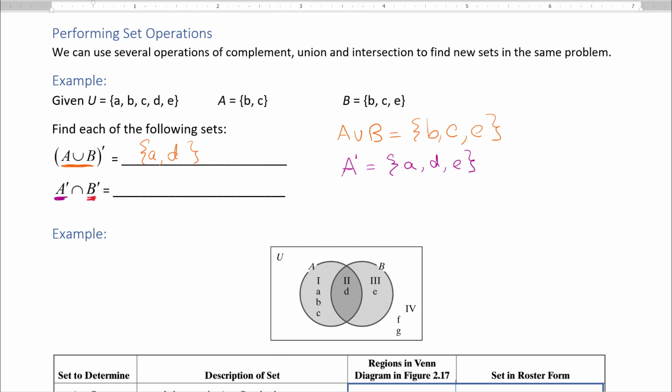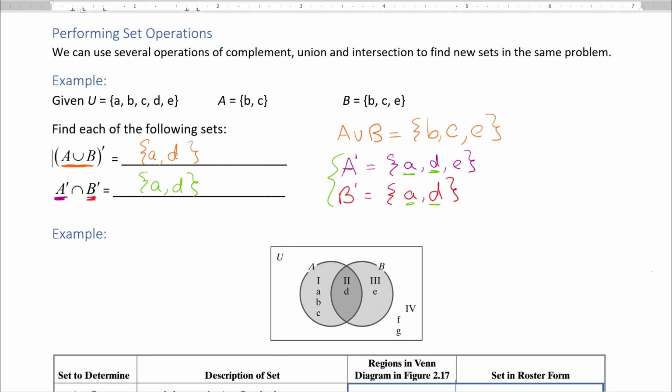Now let's do B complement. What belongs in the universal set but not in B? Well, that would be A. B, C, and E are all in B, so A and D. So now I'm going to take A prime and B prime and do the intersection, meaning intersection has to be common in both. So it looks like A is common in both and D is common in both. So that would be A prime intersect B prime. So that's how you put more than one operation together.